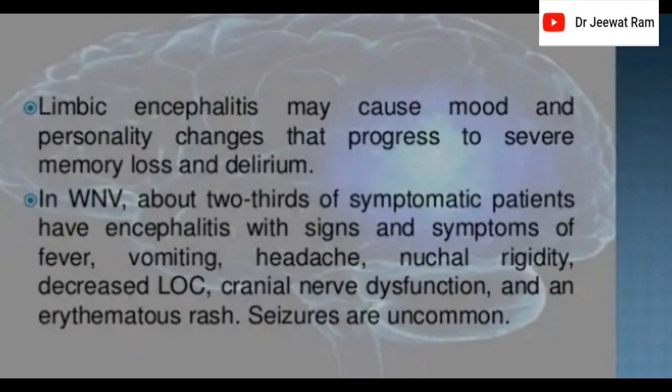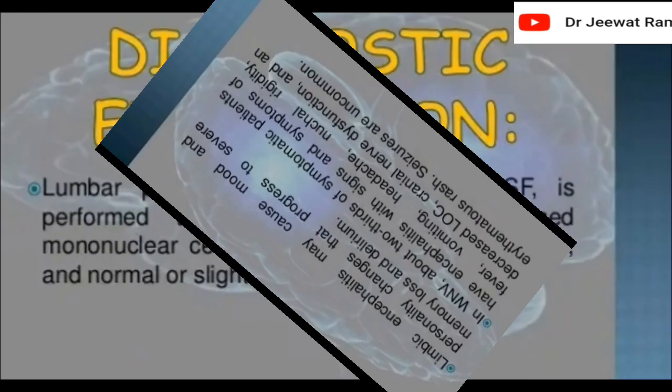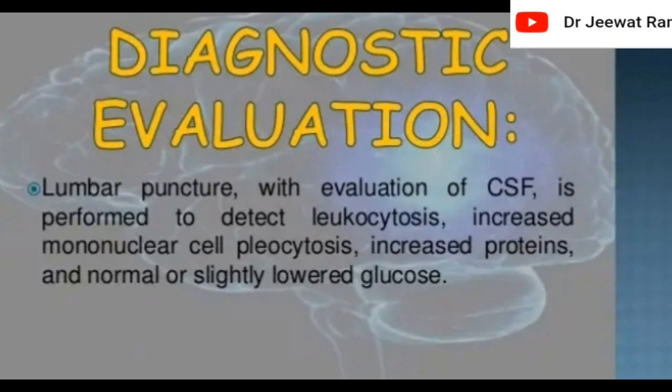In West Nile virus, about two-thirds of symptomatic patients have encephalitis with signs and symptoms of fever, vomiting, headache, neck rigidity, decreased level of consciousness, cranial nerve dysfunction, and an erythematous rash. Seizures are uncommon.